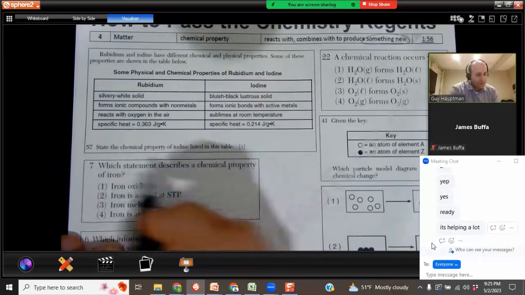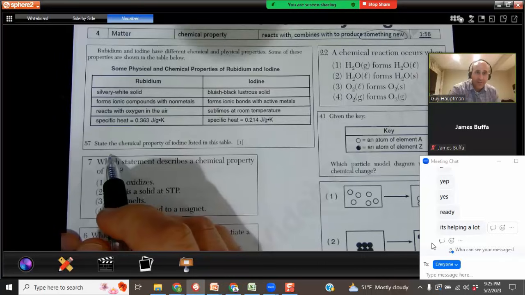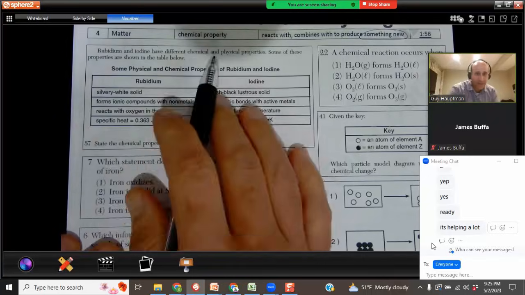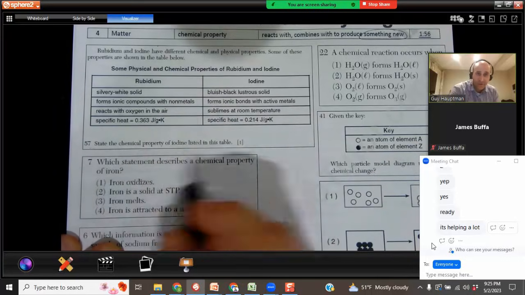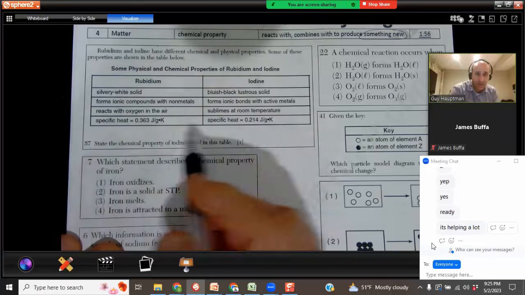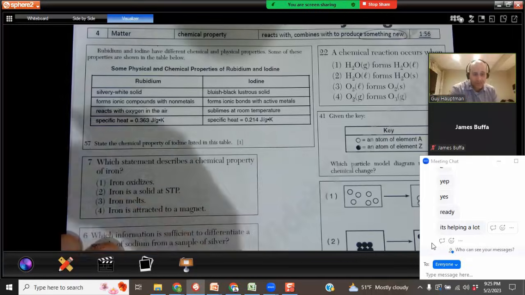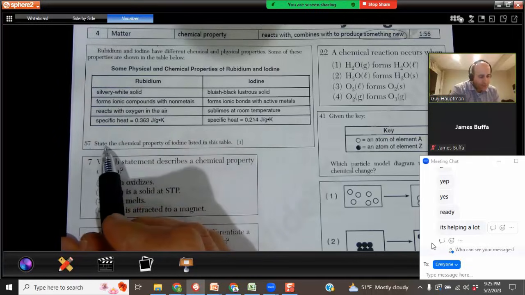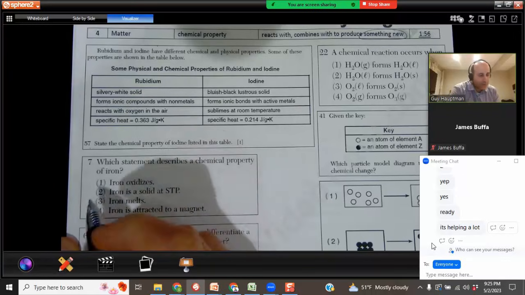If we look at this, there's a short answer question. One of my recommendations with short answer questions is, they give you this chart, and sometimes a passage. I would go straight to the question and read the question first, because you might be able to answer it without even reading some of the stuff here. It doesn't work 100% of the time, but it's a good strategy to start with. So we're stating the chemical property of iodine listed in this table, so we do need to go to the table.